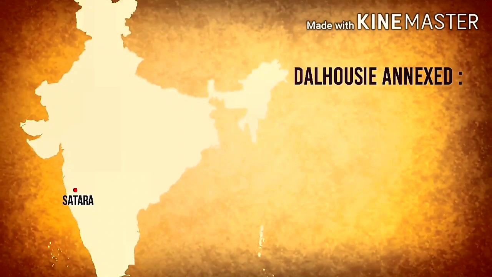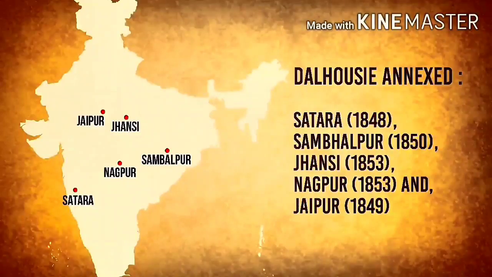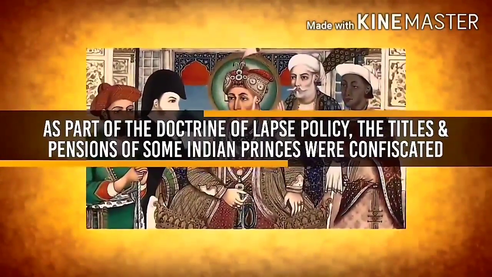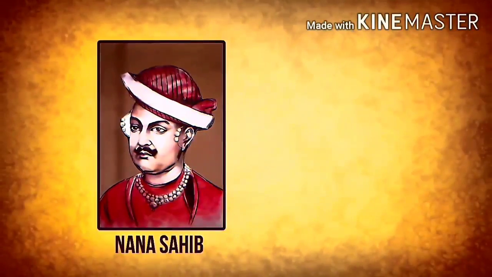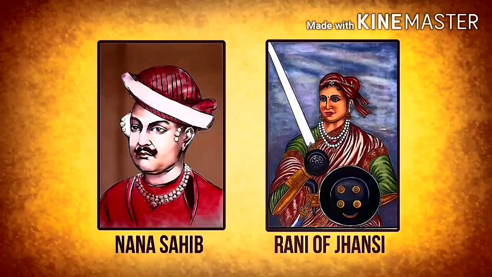In the course of 8 years, Dalhousie annexed Satara, Sambalpur, Jhansi, Nagpur and Jaipur. This policy provoked the Indian rulers against the British government. As part of the doctrine of lapse policy, the titles and pensions of some Indian princes were confiscated. The pension of Bajirao II to his son was discontinued after his father's death, and Rani of Jhansi, Rani Lakshmibai, was also deprived of her rights.